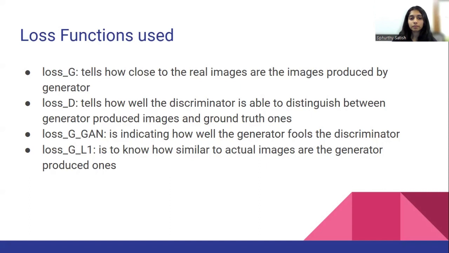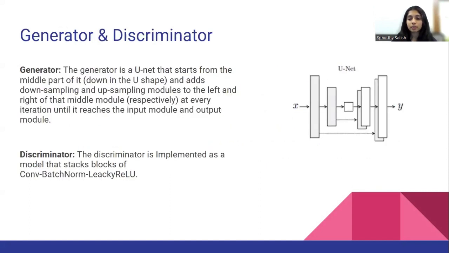So coming to the generator and discriminator, our code implements a U-Net architecture for the generator in the GAN. The U-Net is constructed iteratively, adding downsampling and upsampling modules at each step until it reaches the input and output modules. The number of layers is increased gradually, and the middle part of the U-Net is built first, followed by the downsampling towards the left and upsampling towards the right.